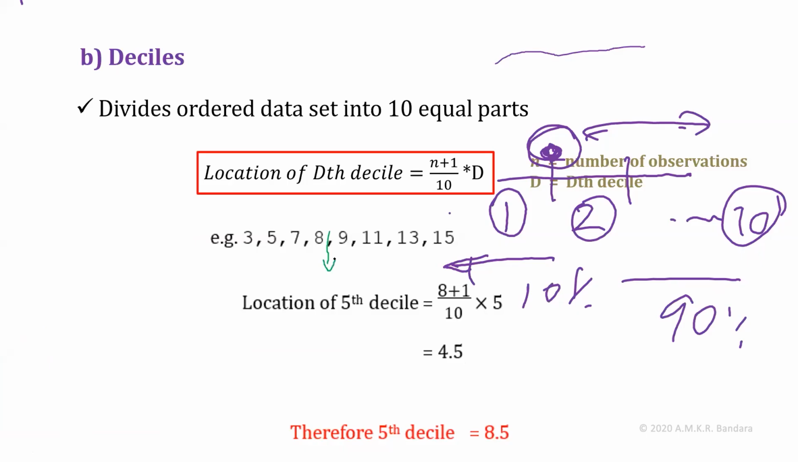Here at the fourth place we have 8, at the fifth place we have 9. So at the 4.5th place we will have 8.5. So the fifth decile for this data set is 8.5.